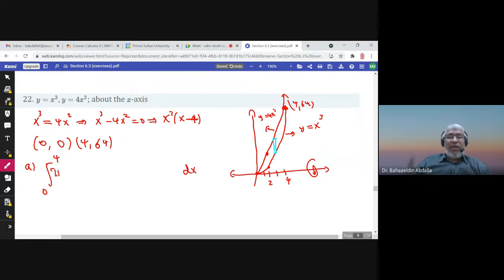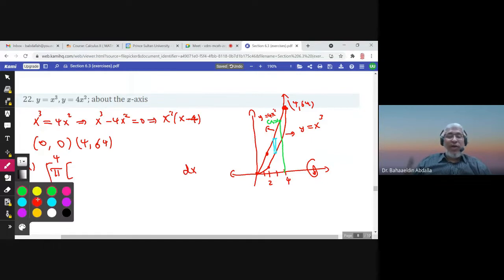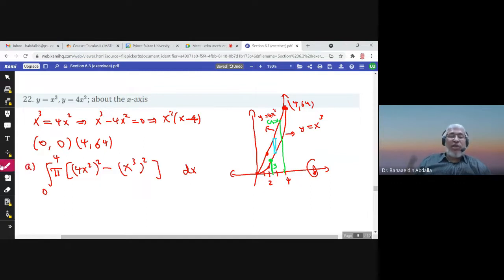So it's pi times the outer radius squared minus the inner radius squared. Where is the outer radius? The outer radius is the distance from the axis of rotation to the outer curve. This is a point on the curve with coordinates (x, y), so the outer radius is the y of this point, which is 4x squared. The inner radius is the distance from here to here. This point lies on the curve y equals x cubed, so the inner radius is x cubed. We raise each to the power 2, and this will give you the volume with respect to x.